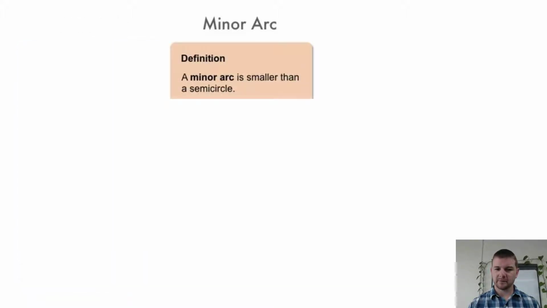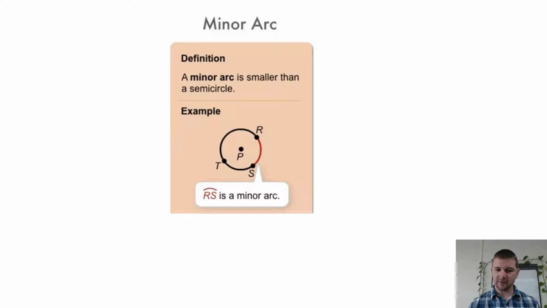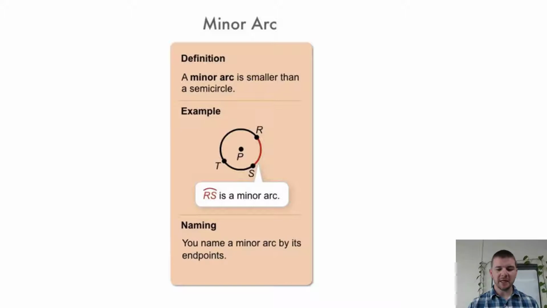A minor arc. Definition: a minor arc is smaller than a semicircle. For example, in this figure, RS is a minor arc. In terms of naming, you name a minor arc by its endpoints.